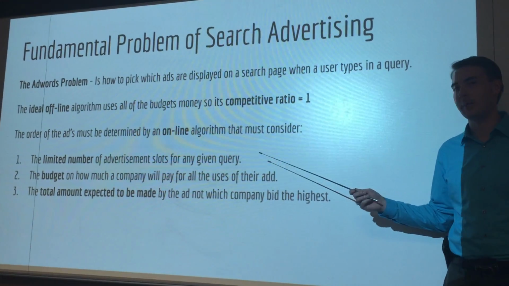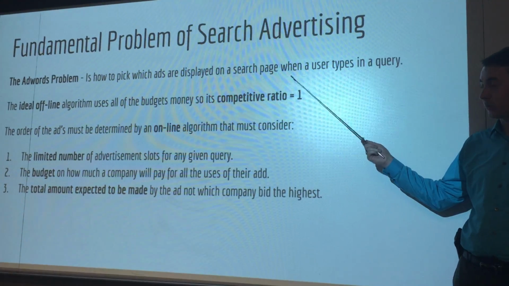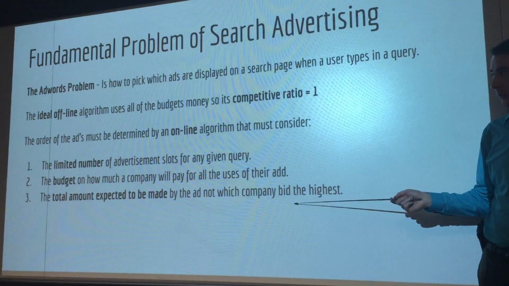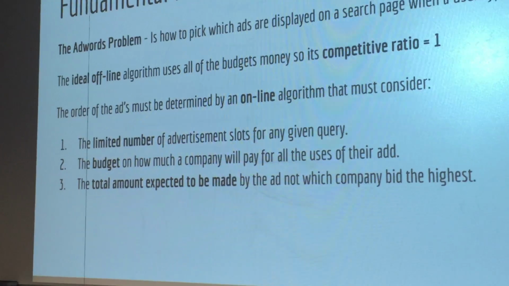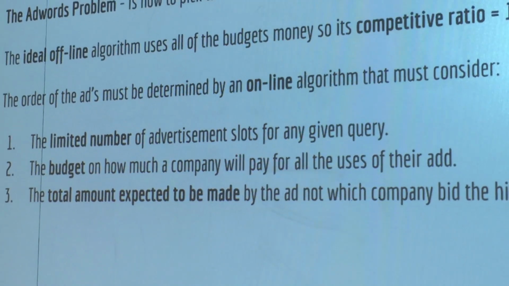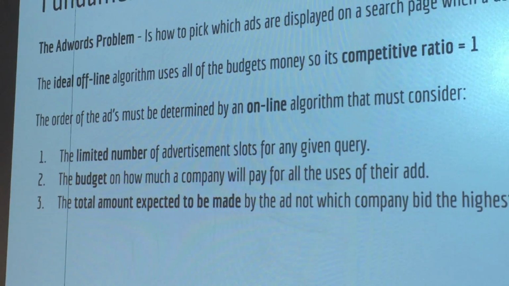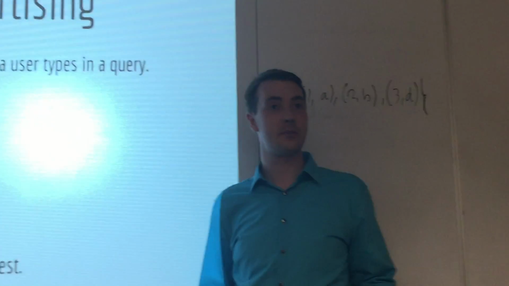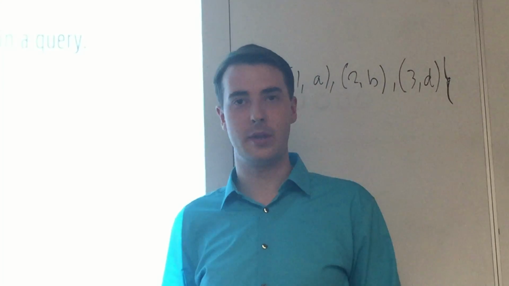What is used to determine the solution to this algorithm is determined by 3 separate things. The first one is that there is a limited number of spaces that any number of advertisements can be displayed in on any given search. Otherwise, the entire search field would just be advertisements and no one would really enjoy that.